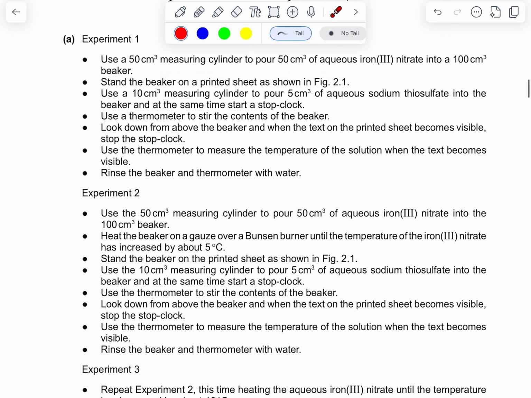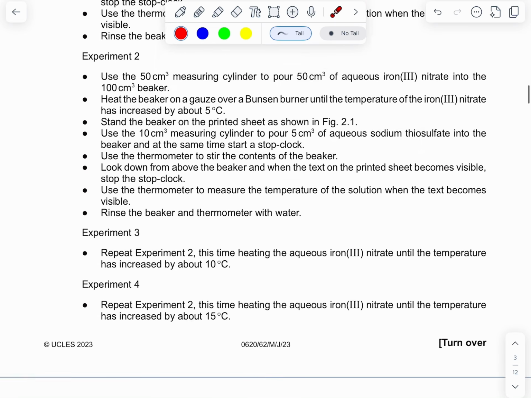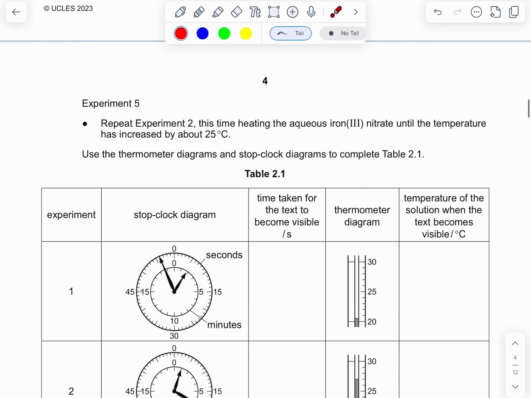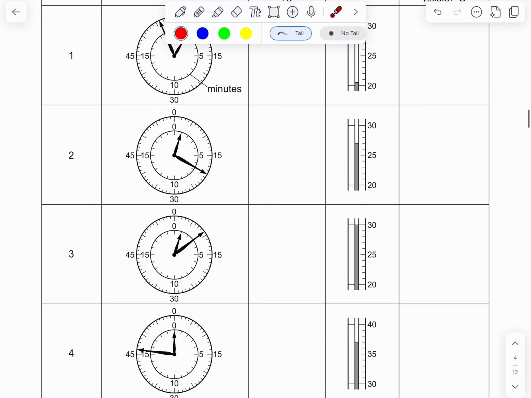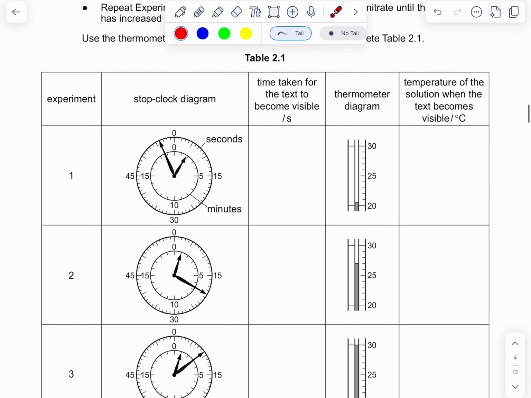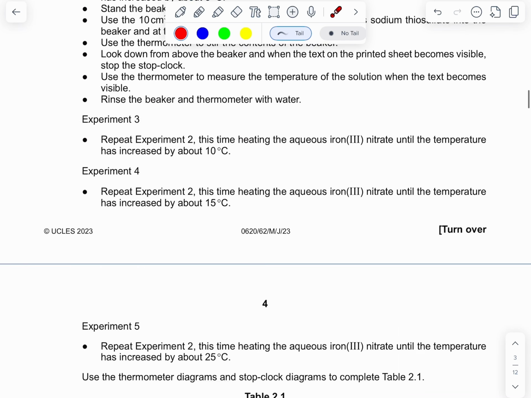Well, these experiments, they are pretty long, right? 5 of them actually. So instead of reading them all, what you should do is just start looking at the questions, and then wherever they ask you related to the questions, you can go ahead and look at the experiments then. All right, so let's look at the first one.